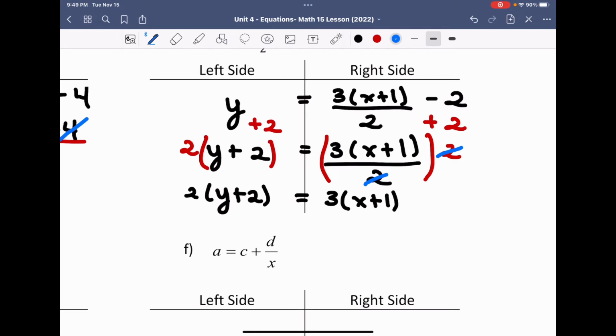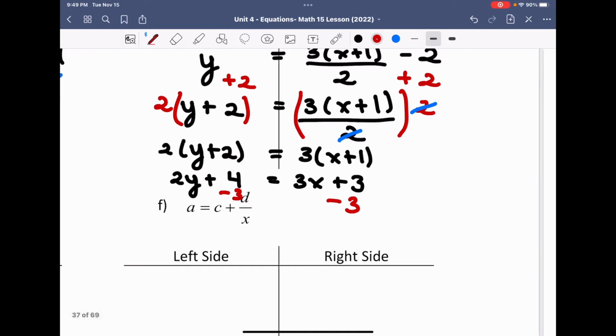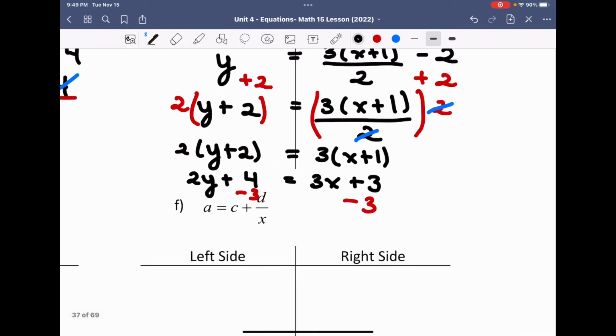And now, we're going to have to expand the right-hand side and then use simplification from here. So we can go 2y plus 4 is equal to 3x plus 3 when we expand the right-hand side. Now, I'm going to subtract 3 from the right-hand side and subtract it from the left-hand side. I'm going to continue my proof off to the side here. This is going to become 2y plus 1 in this case is equal to 3x.